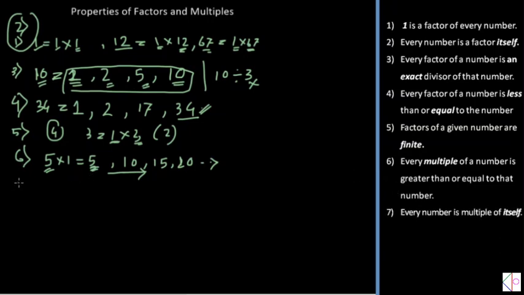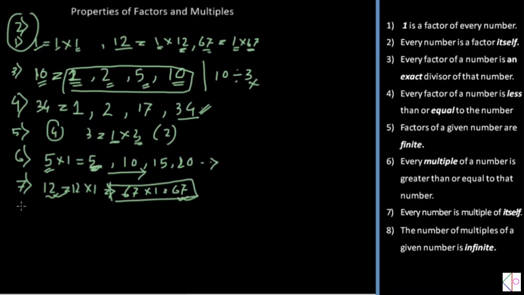So property 7 is this: every number is a multiple of itself. Yes, as we have discussed in our factors, here in the case of 12, 12 equals 12 times 1, which means 12 is also a multiple of 12, just like 5 is a multiple of 5. So if we take any value, suppose 67, it is a multiple of 67 itself. That is the starting, smallest multiple of that number. But in the case of factors, that is the highest factor.